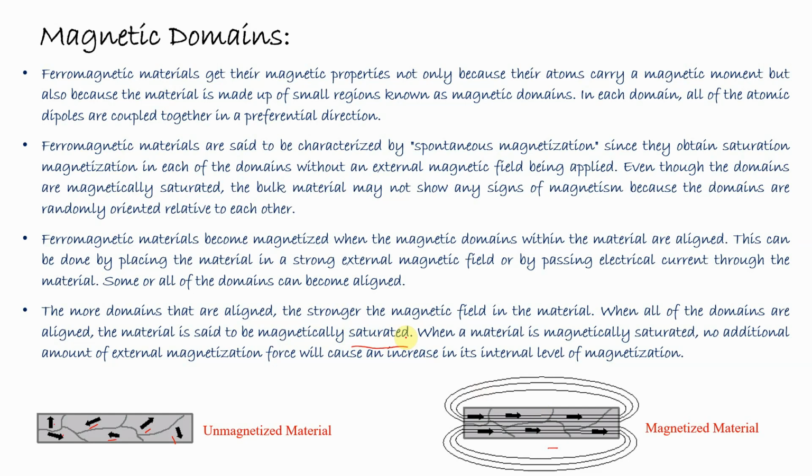When the material is magnetically saturated, no additional amount of external magnetization force will cause an increase in its internal level of magnetization. Once the material becomes fully saturated in terms of magnetism, then it is not possible to produce more magnetic property within this material.